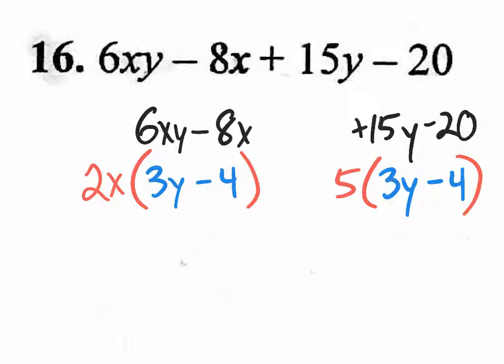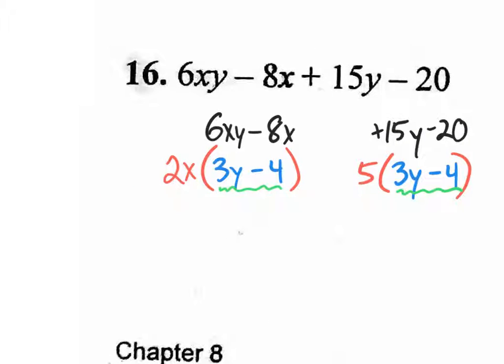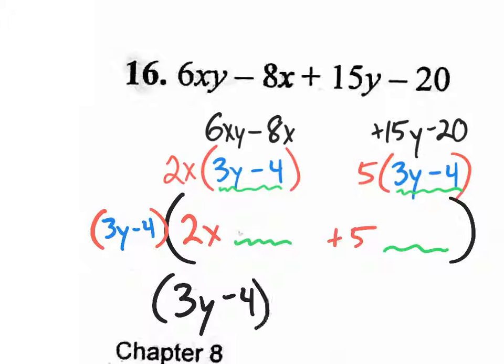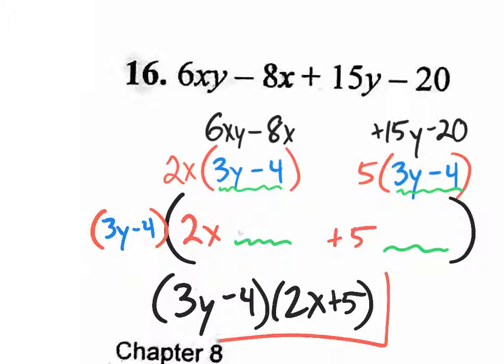And that's a good thing because you have a common binomial in the first group and the second group, and that's a common binomial that we're going to factor out of the whole thing. So I always use exaggerated parentheses. I pull out that common binomial of 3y minus 4, put it out there in the front. And on the inside of my exaggerated parentheses, all I have left is the 2x and the positive 5. But of course, the correct size parentheses, 3y minus 4 times 2x plus 5 is the final answer right there.